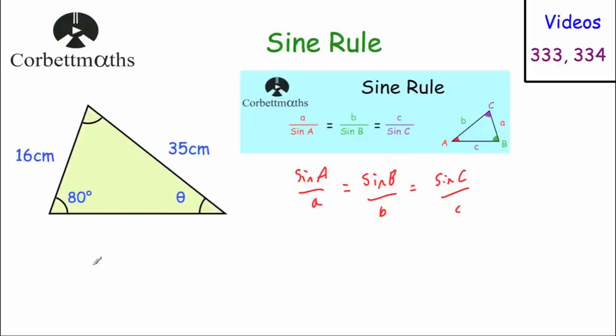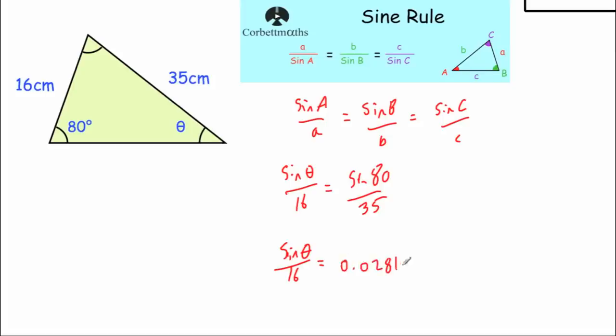Now, if we have a look at our triangle, we do have an angle and its opposite side, and we're trying to find another angle, and we've got its opposite side. So we can write that down. We could write sine theta over 16 will equal sine 80 over 35. Now, we can do sine 80 divided by 35 in our calculator, and that would give us 0.02813 and so on, and I just leave that in my calculator. That gives us that sine theta divided by 16 is equal to 0.02813 and so on.